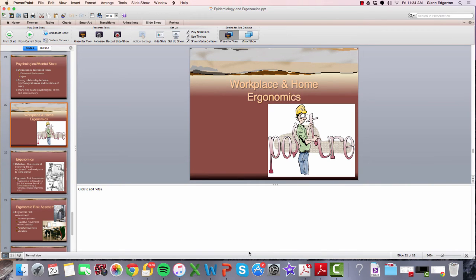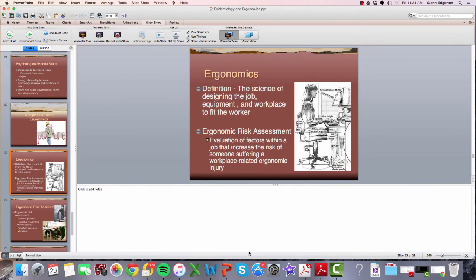All right, kind of jumping into workplace and home ergonomics. We talk about this in this class just so that you're aware of what it should look like when you're working, and what ergonomics really is. And ergonomics is looking at the science of designing the job, the equipment, the workplace, so that it fits the worker appropriately, so that you're not increasing the incidence of injury.